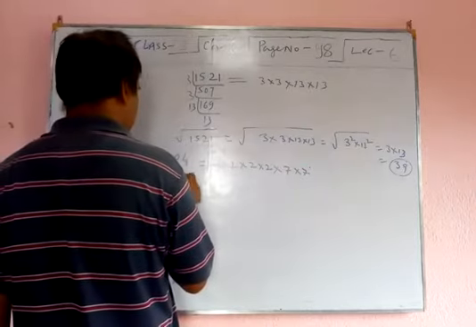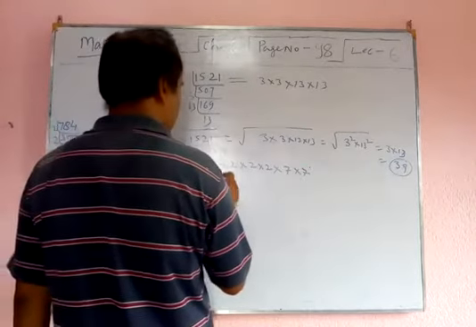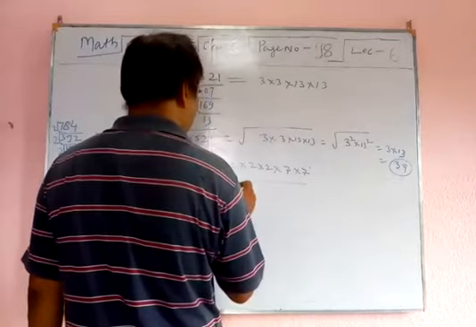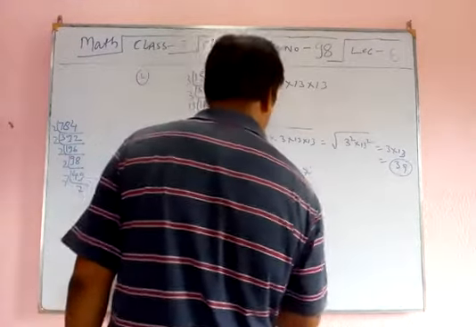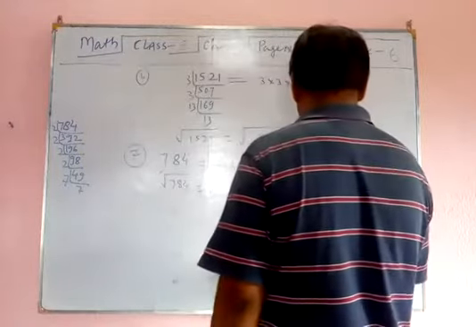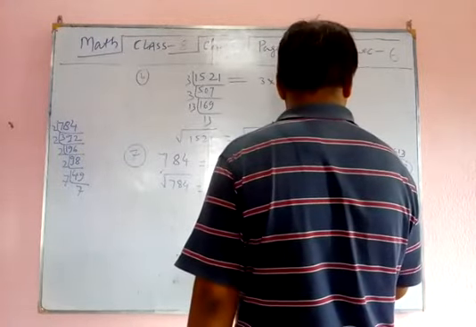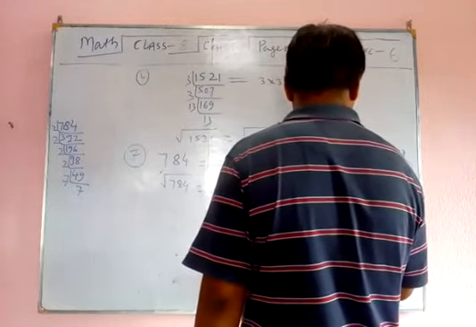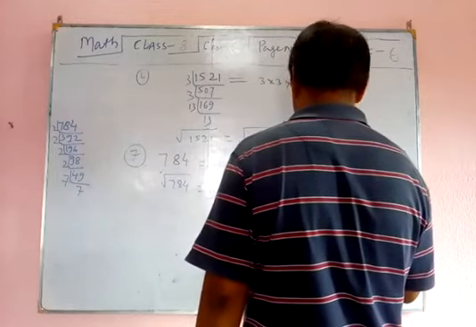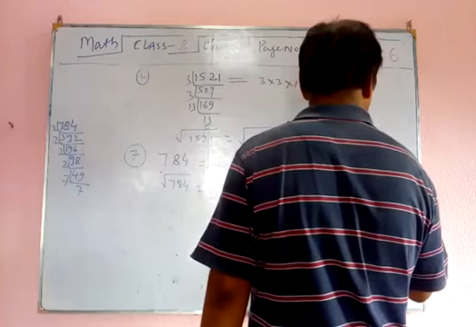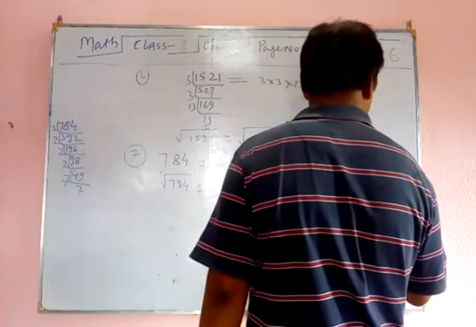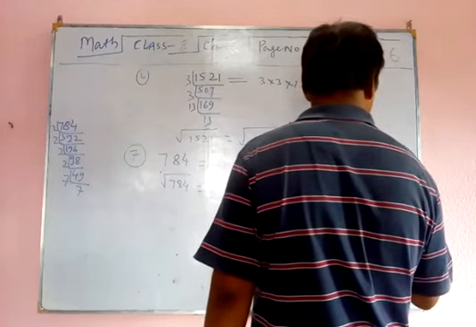So root under 784 is equal to root under 2 into 2 into 2 into 2 into 7 into 7. That means 2 square into 2 square into 7 square. That is 2 into 2 into 7. That is 28.